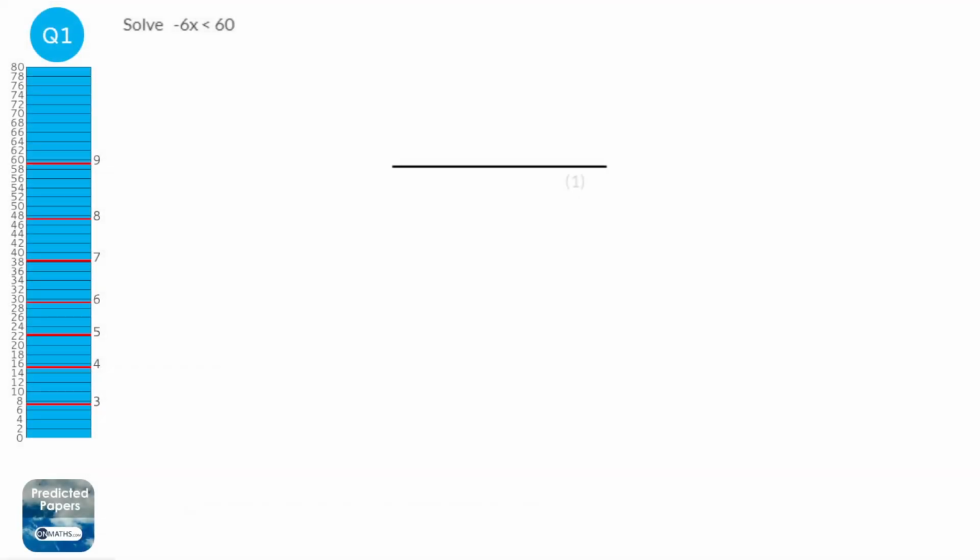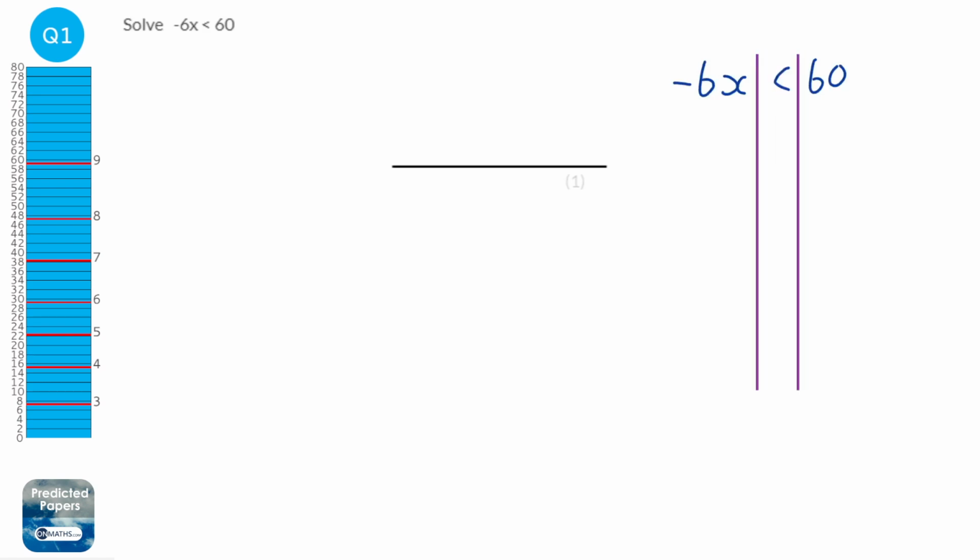Okay, so we're going to start by writing this out a little bit bigger, give us a bit more space. So it's minus 6x is less than 60. And we're going to do our tram lines down. And we're going to start by dividing both sides by minus 6, because that's what this is doing. It's timesing the x by minus 6. So I'm going to divide both sides by minus 6. So that gets rid of the minus 6 on the left-hand side.